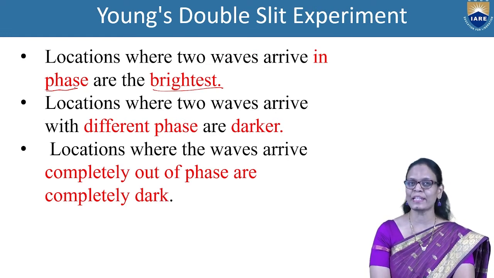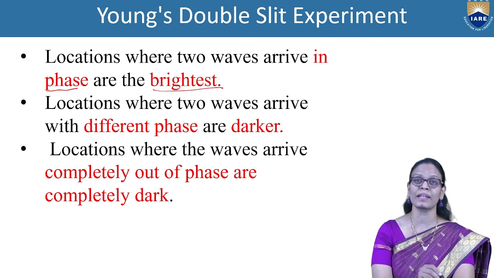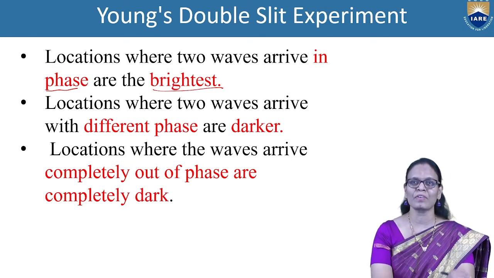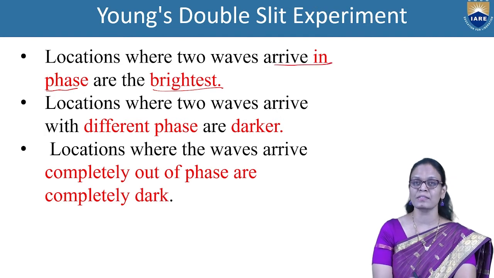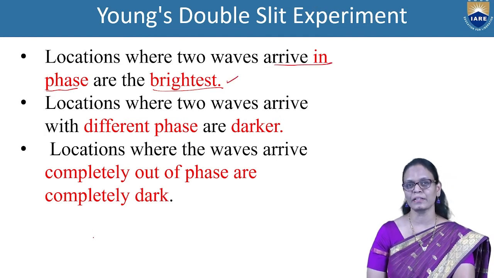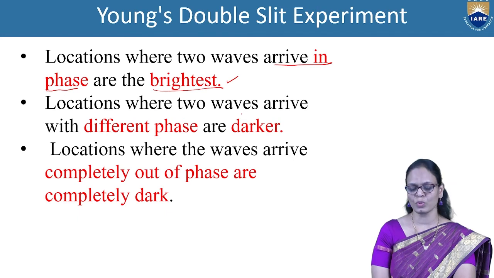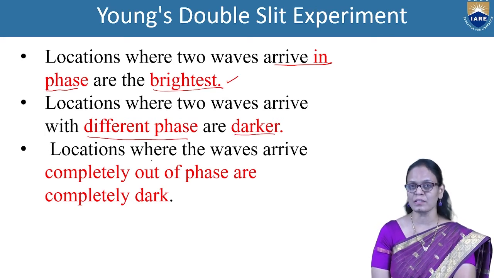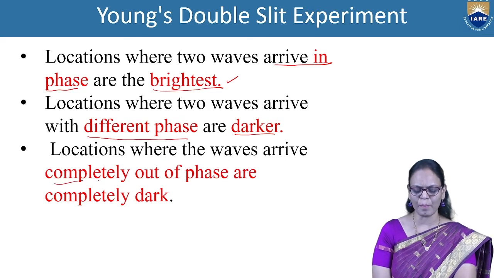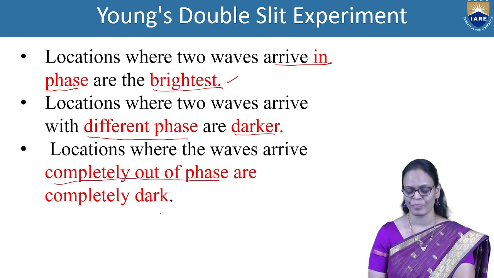So again we have seen that this phase depends upon the length of the path the wave has traveled. So if they are arriving in phase, you get a bright band. And when the two waves arrive with a different phase, they are not in phase, but there is a difference in phase, then they are darker. And the locations where the waves arrive completely out of phase, then they are completely dark.